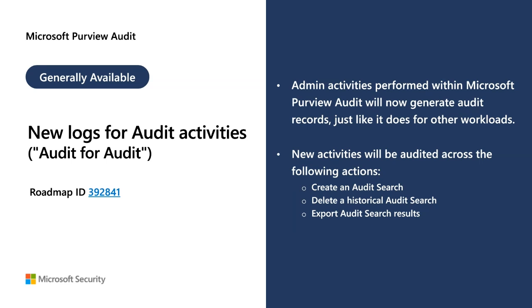So now we have auditing for auditing, which means that whenever somebody creates an audit search or deletes some search history or exports some of these search results and logs, these generate audit records as well. And now by nature, audit records are immutable. Once an audit record is generated, it can never be tampered with, edited, or deleted whatsoever. It will remain untouched till it reaches its retention period. During that time, nobody can alter it. So it serves as concrete proof that a certain activity has taken place within your tenant.